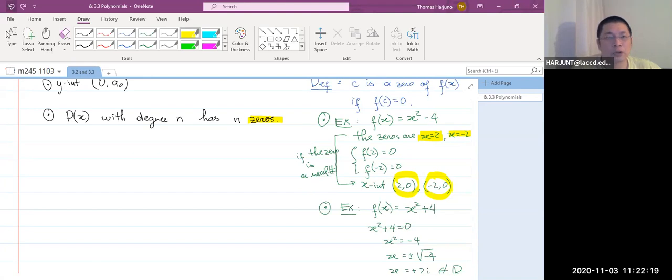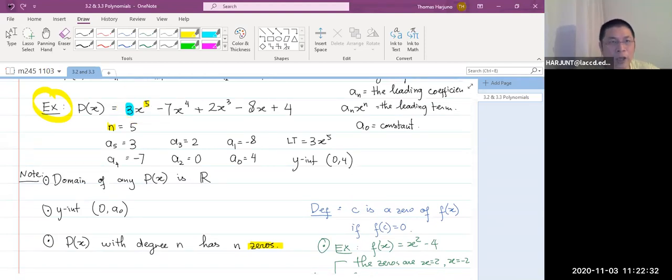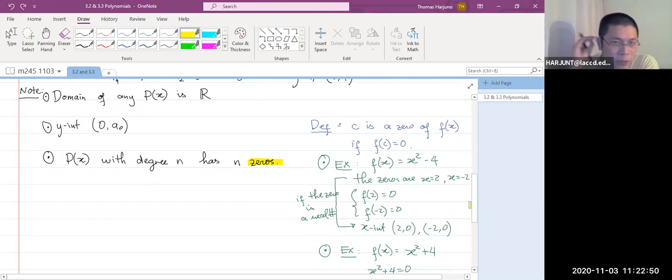Okay, now going back to this polynomial, in this example here, you have a polynomial of degree 5. It means this polynomial should have 5 zeros. If all of these zeros are real numbers, then they are 5 x-intercepts, but maybe less than that. It just says that it must have the number of zeros equal to the degree.